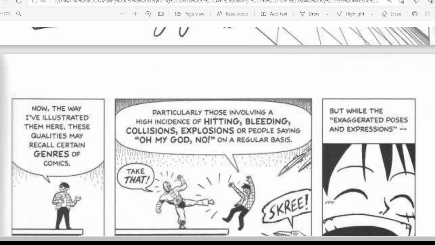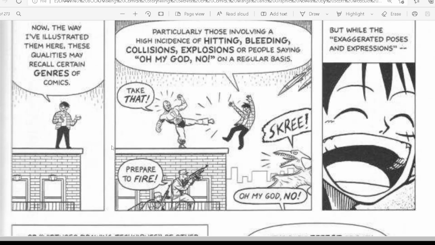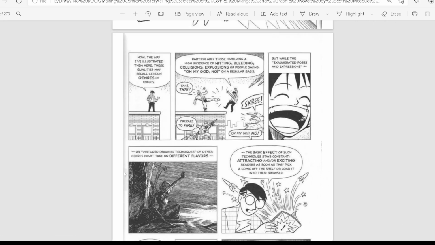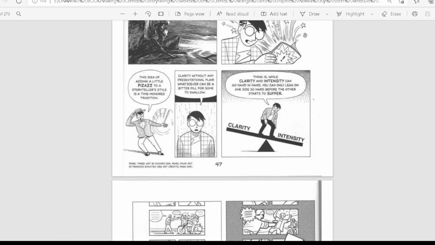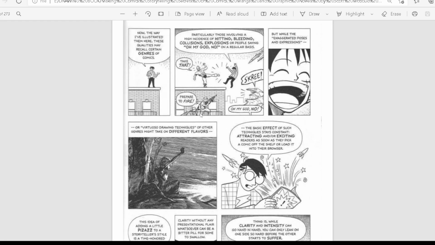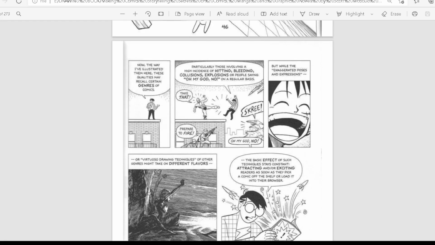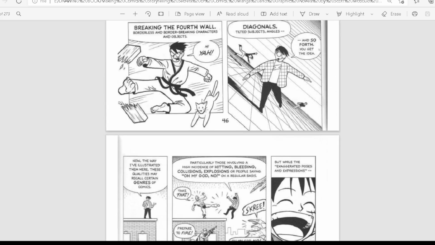So I think for today it is sufficient. Now we have covered 10 pages for today, and that's it for today, guys.